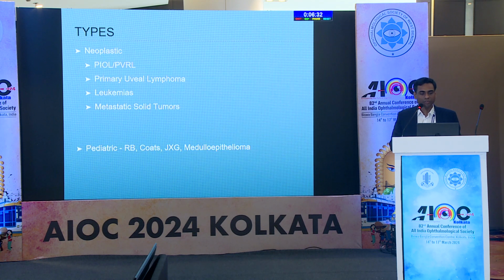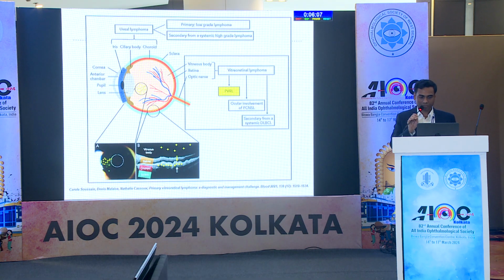Another subgroup of masquerades are the ones which we come across in neoplastic entities. So they can be primary intraocular lymphoma, primary vitreoretinal lymphoma, primary uveal lymphoma, leukemias, or metastatic solid tumors. And in children, we come across retinoblastoma, like ma'am just showed in the previous case, Coats, juvenile xanthogranuloma, and medulloepithelioma. So this slide basically gives an overview of the ocular lymphomas.